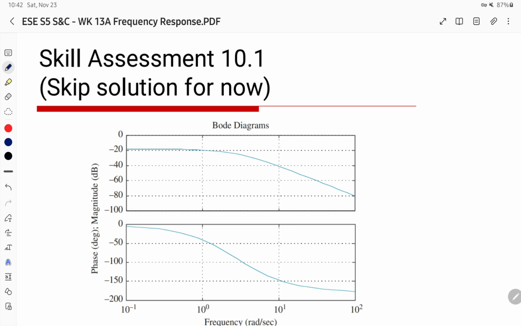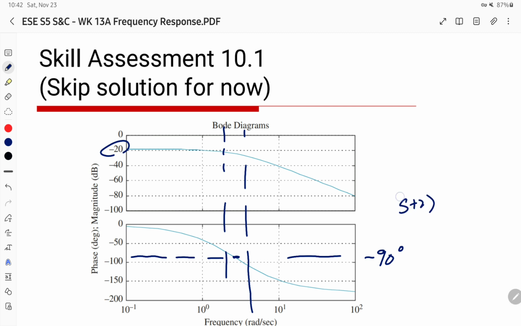So when you do plot it, this is how it looks like. Minus 20 dB. Something is happening around here. And then check where the shift is. I think it's around minus 90 degrees, because there was s plus 2 and s plus 4, and it's second order.